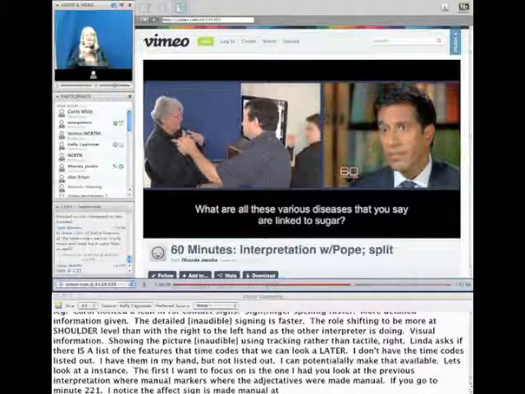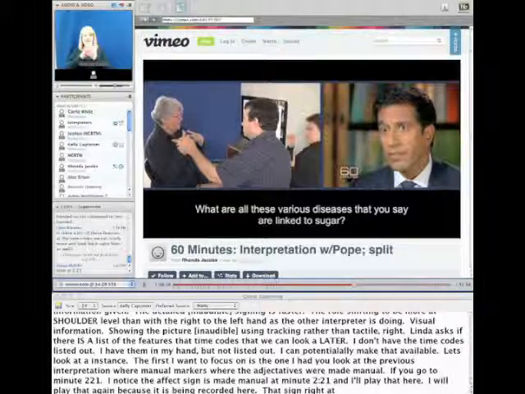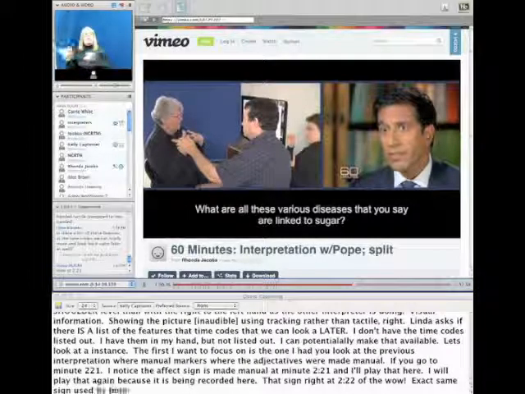And I'll play that here. I'm going to play that again because it's being recorded here. That sign right at, I believe it's 2:22 of, wow, exact same sign used by both interpreters at the same place, which was very interesting.